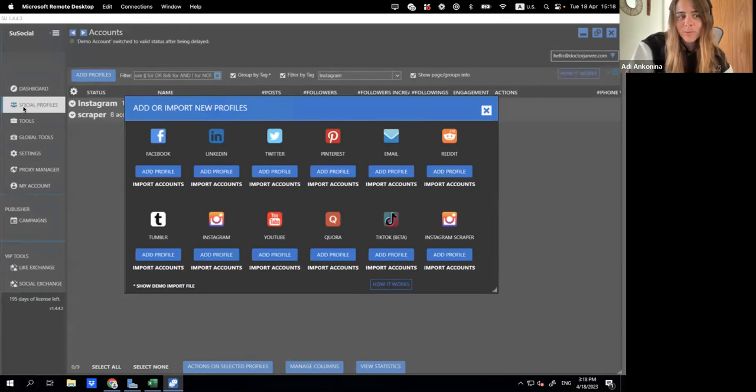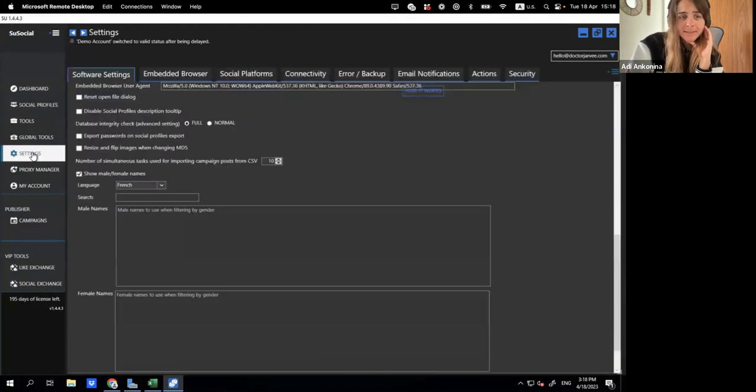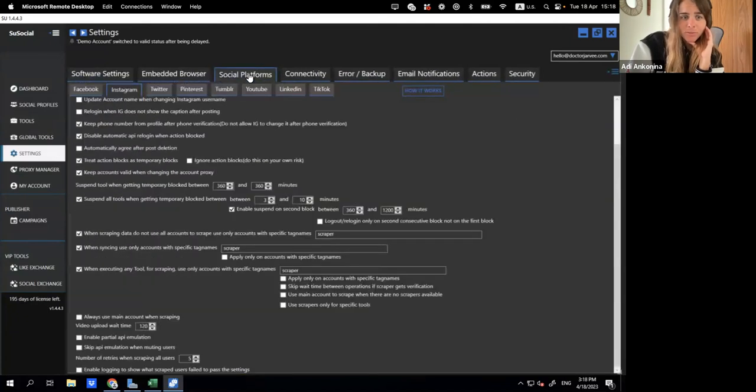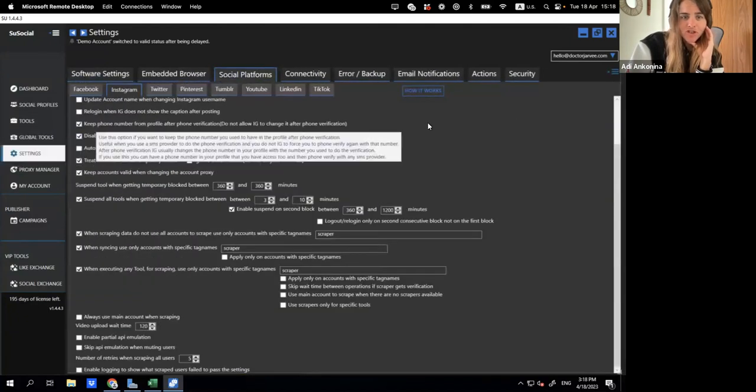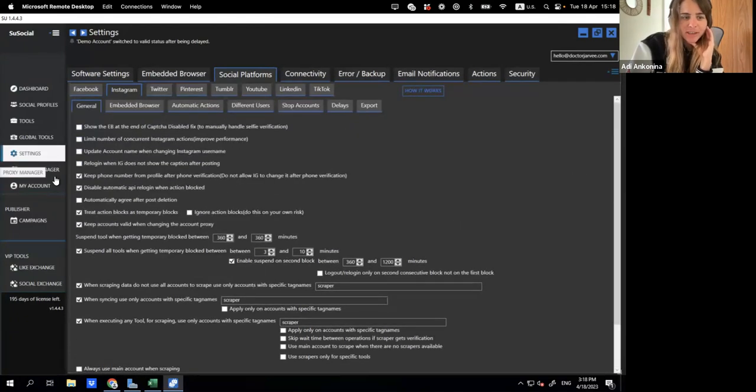So have a look. You go to the social profile, which is what you need to do at the start. The first thing we're going to do is the settings part, then we're going to implement it on your own account. What we recommend after you download the tool: go to the settings, go to the social platforms, go to Instagram and check the following boxes. Keep phone number and after phone verification, disable automatic API relogin. Very important, this one, like we did over here.